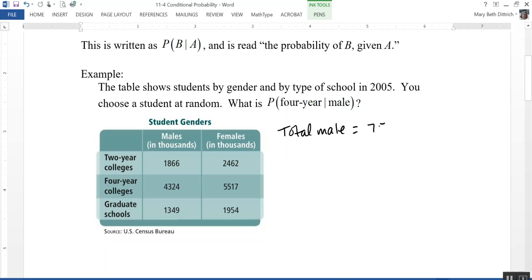Is 7,539. Okay. Then, given that they are male, so we're only focusing on that column, how many of them attended a four-year college? And that's 4,324. So 4,324 out of the 7,539 males gives me approximately a 57.4% probability.